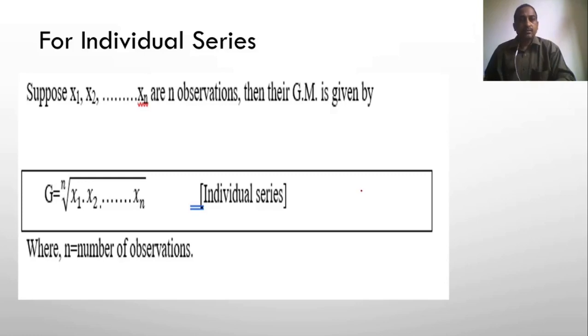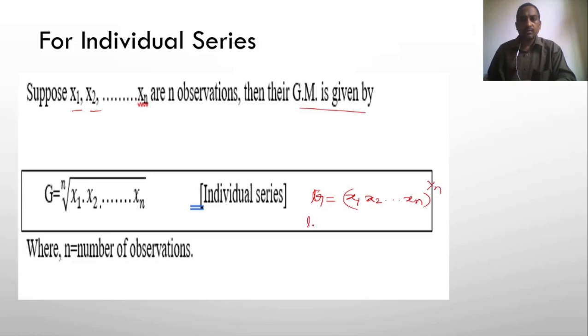Let me explain how to find geometric mean in an individual series. Suppose x1, x2, and so on up to xn are n observations, then their geometric mean is given by the definition: the nth root of the product of the items. If the product is a perfect power of n, then the calculation is simple. Otherwise it is difficult to calculate. So we write G equals (x1 x2 ... xn) to the power 1 by n.